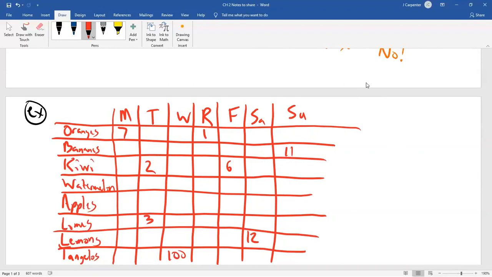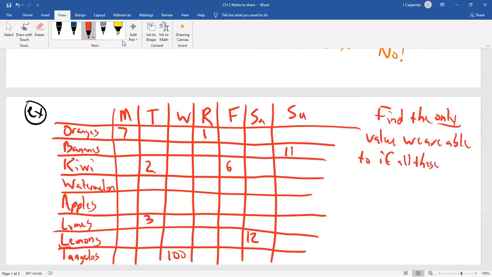So what we're going to do here is find the only value we are able to, if all these are proportional. So yes, the store sold some oranges on Tuesday, Wednesday, Friday, Saturday, Sunday, bananas on the days we're missing, whatever.